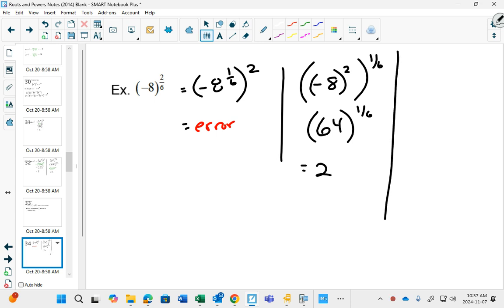And then somebody else looks at this question, and they're like, hey, 2/6, I can reduce that fraction. 2/6, would you agree, reduces to 1/3? So this makes this the cube root of -8, which you can do in your head, is -2. Oh my goodness. Controversy. So should the answer be error, 2, or -2?